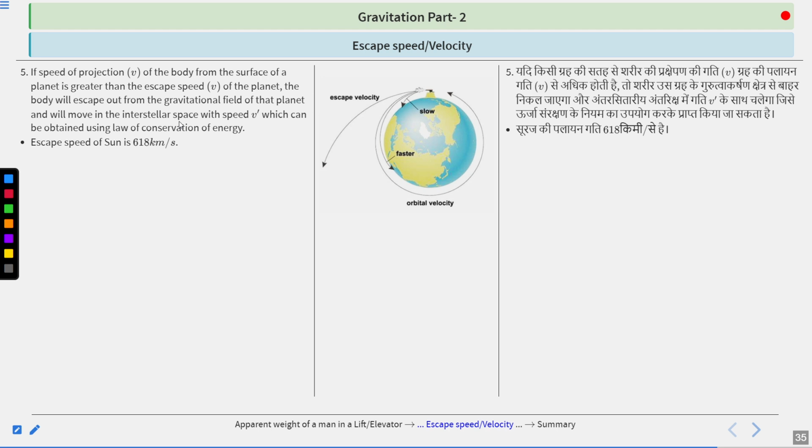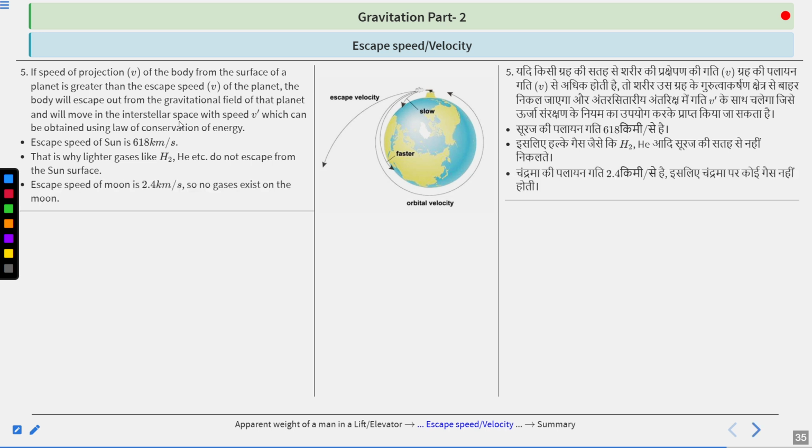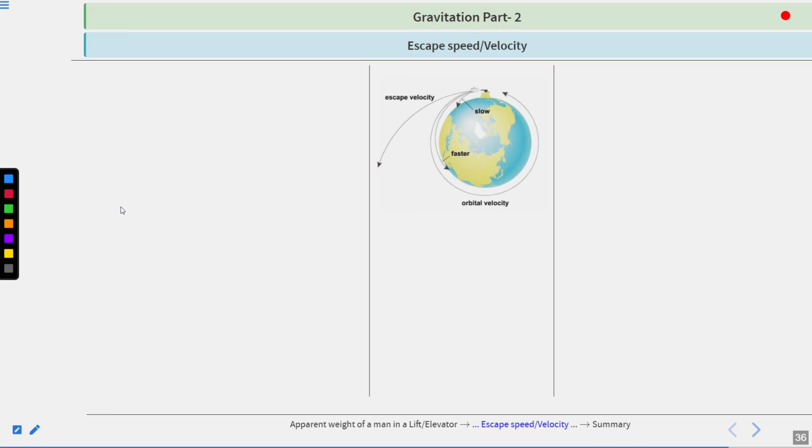The escape speed of the Sun is 618 kilometers per second. This is why lighter gases like H2, He, etc. do not escape from the Sun's surface. The escape speed of the Moon is only 2.4 kilometers per second, so no gases exist on the Moon because it is not capable of holding them.